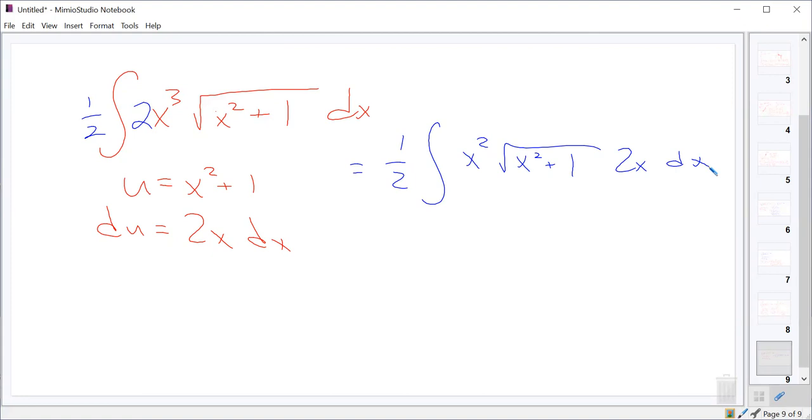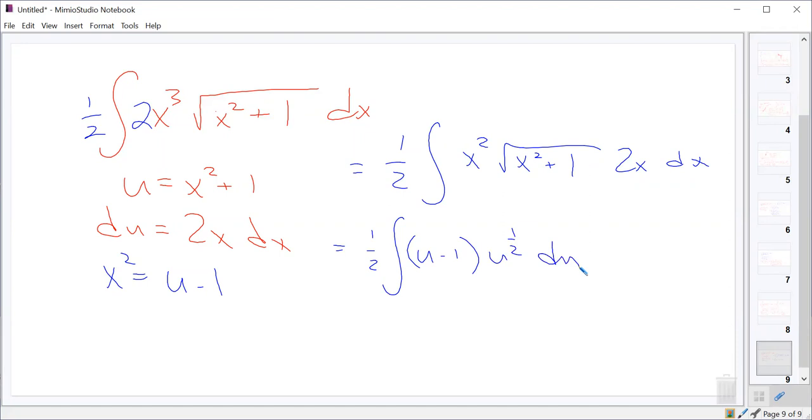So in that case, I can replace the x squared plus 1 with u, and I can replace the 2x dx with du. But what about that last x squared? It'll still be left. x squared becomes u minus 1. Exactly. We're going to use that original substitution that we had, and solve for the x squared. So this now gives us 1/2 of the integral of u minus 1 root u, or u to the 1/2, du.